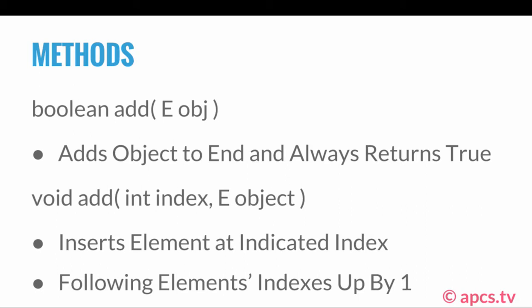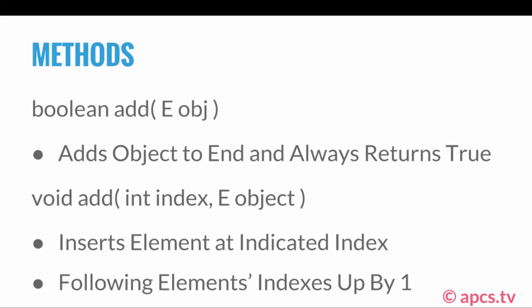Next, let's look at the add method. The add method takes in an element or an object, and it returns a Boolean value. It always returns true just to signify that the object has successfully been added to the ArrayList. By default, this adds the object to the end of the ArrayList. So if you had a 5-element ArrayList and you used this add method, whatever object you were adding as a parameter would be added on as the 6th element in this ArrayList. That's exactly how it would work.